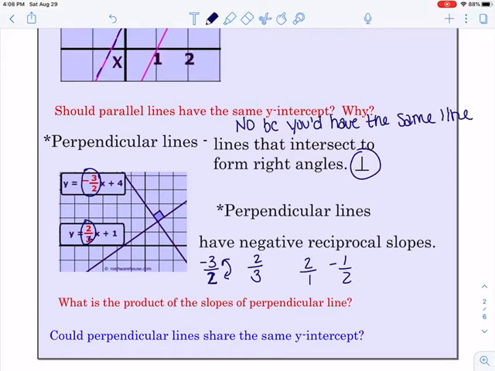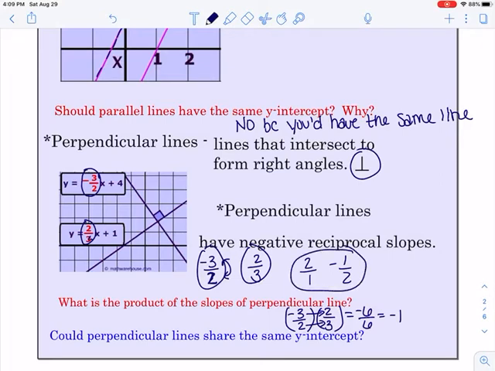So what is the product of the slopes of perpendicular lines? Again, I'll use the negative 3 over 2 and the 2 over 3. Product means multiply. If you were to multiply those two things together, remember when you multiply fractions, you multiply straight across. You're going to end up with negative 3 times 2, which is negative 6, and on the bottom, 2 times 3, which is a positive 6. Negative 6 divided by positive 6 is going to be a negative 1. No matter what, if you multiply these two numbers together, you're always going to get a negative 1.